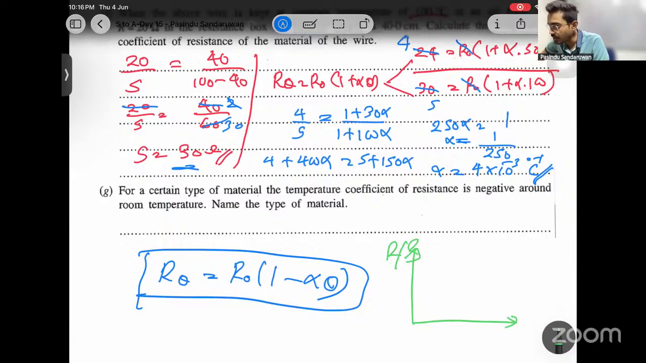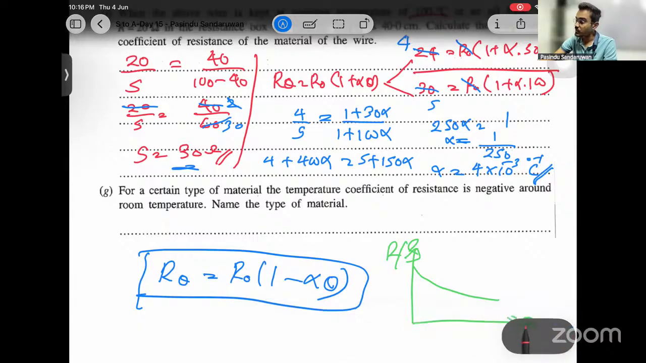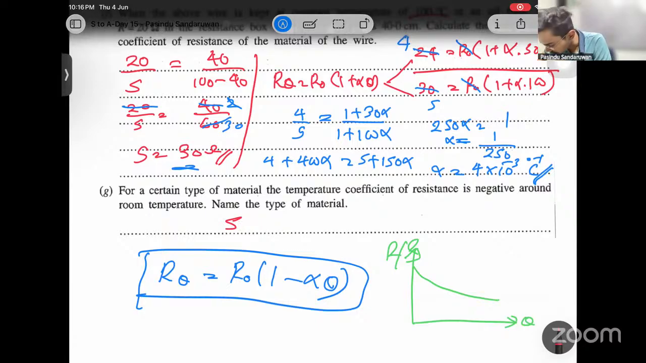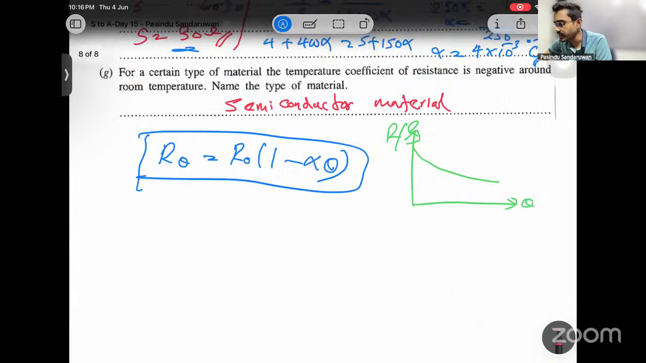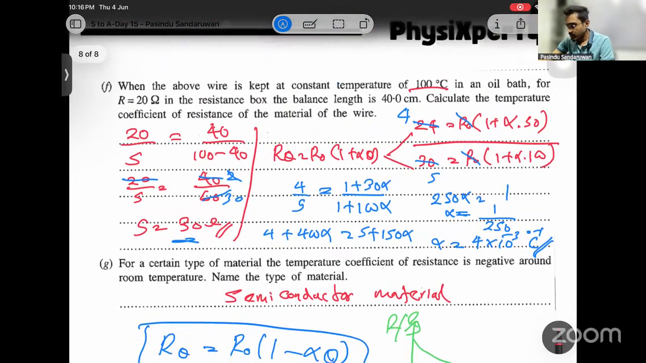R and rho change with temperature. For a semiconductor, they decrease. When temperature increases, R and rho decrease, right? That's why alpha is negative. That is a semiconductor; the material is a semiconductor material. Right, that's it.